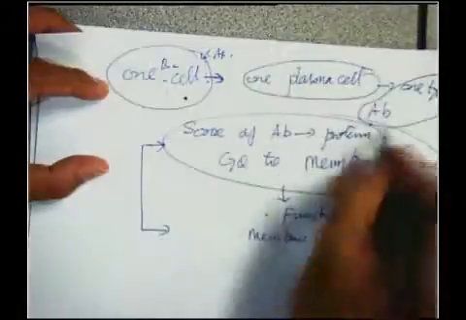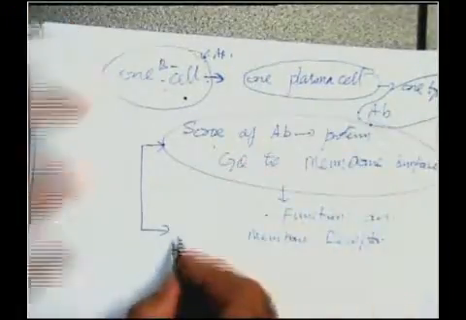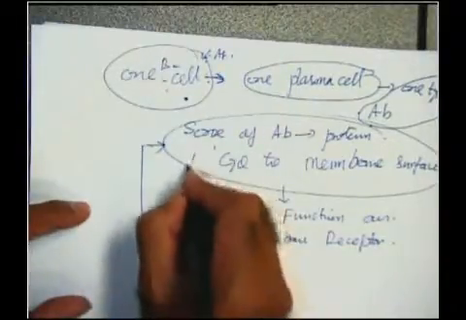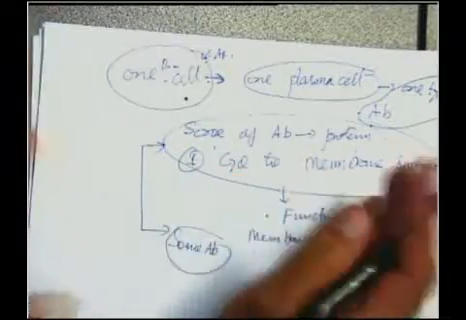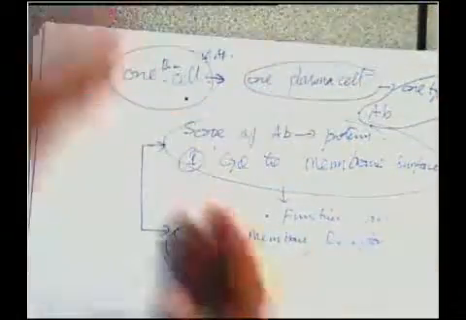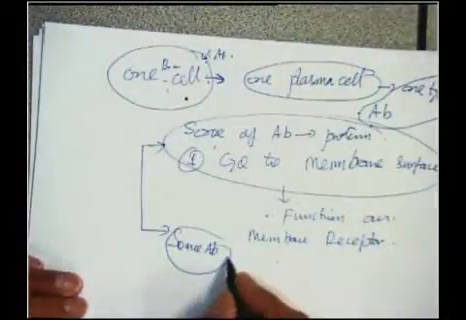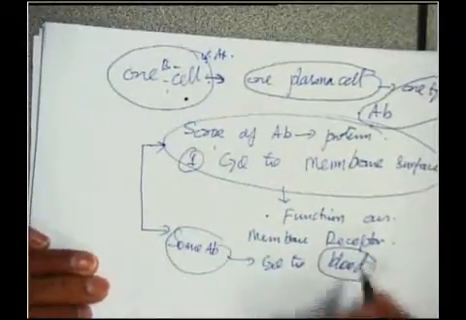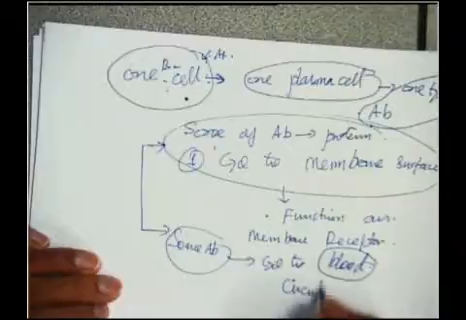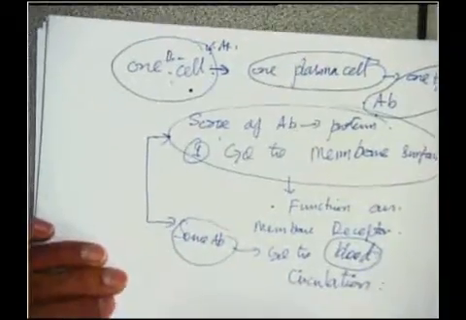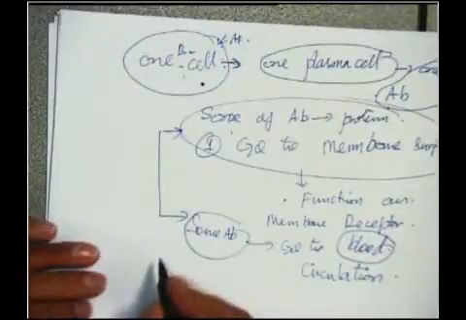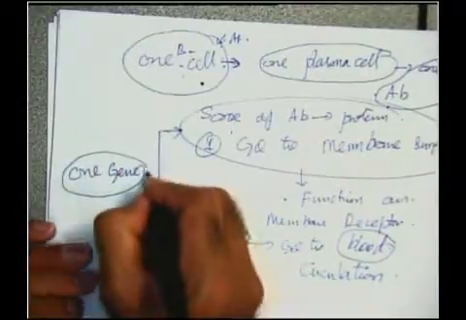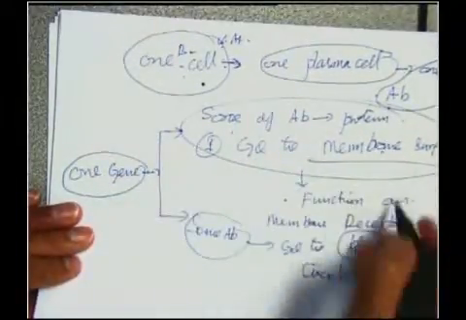The other part of the same thing: one type of antibody, some of the antibody, the second type. This is one group of protein that goes and stays there. Another group, some of the antibody protein, goes to the blood or circulation. So in this case, one gene, some of the gene product will go and stay in the membrane surface as a membrane receptor.